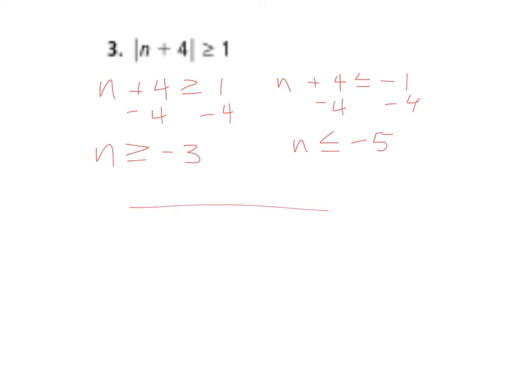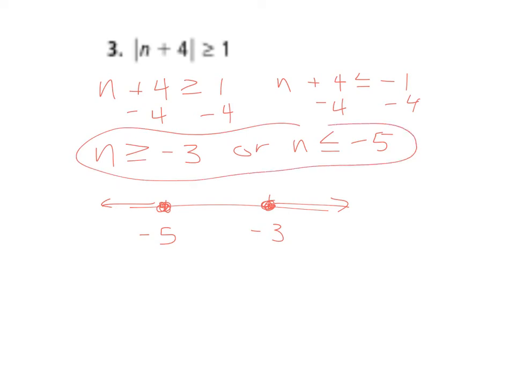Graphing this, here I am at -5. I would have a closed circle going to the left. -3, I would have a closed circle going to the right. This is an OR. So there's the correct compound inequality, and here's the correct graph.